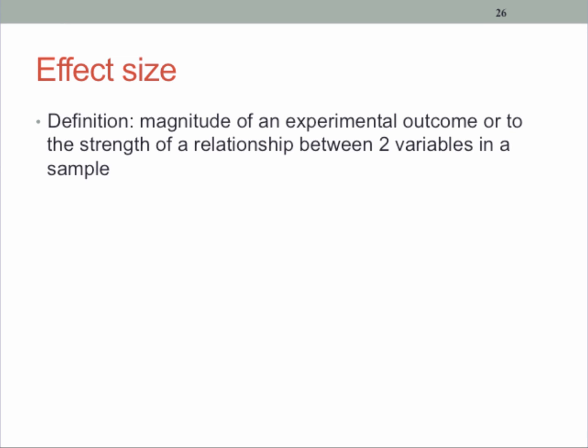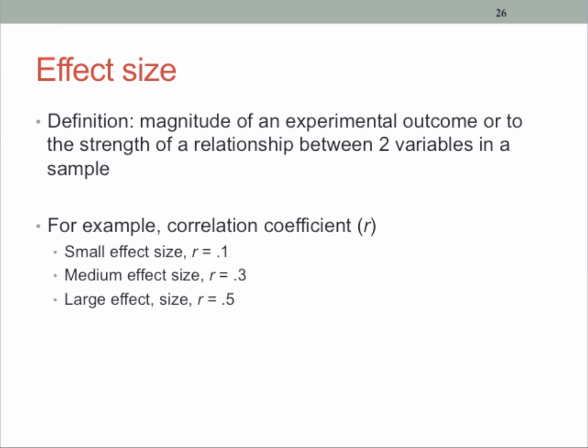So what is effect size? It's the magnitude of an experimental outcome or the strength of a relationship between two variables in a sample. R, the correlation coefficient, is also a type of effect size. If you recall, Cohen's d is also an effect size, and eta squared is also an effect size. So different types of statistics can be used as effect sizes, and the correlation coefficient is just one example of that.